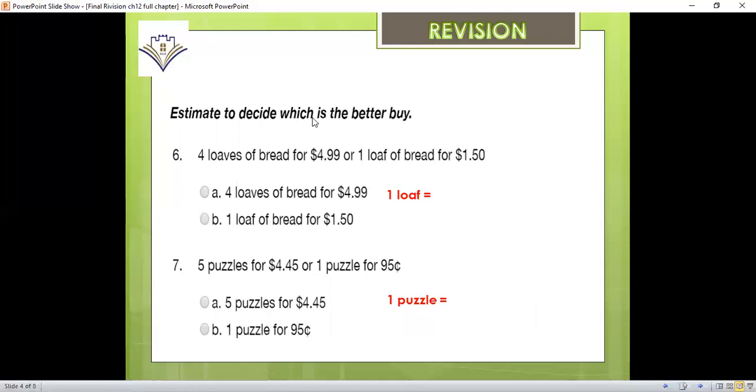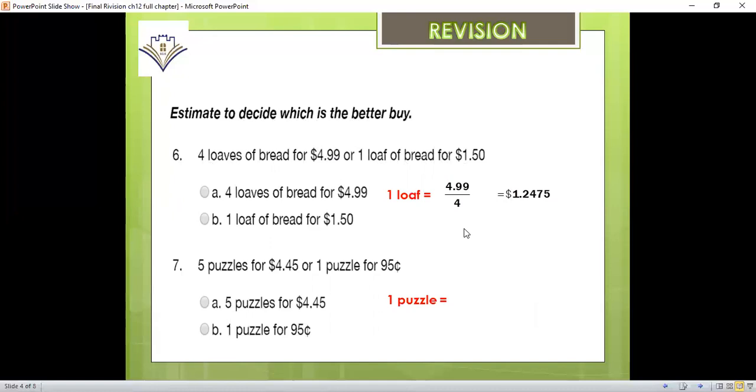Estimate to decide which is the better buy. 4 loaves of bread for $4.99 or 1 loaf of bread for $1.50. Now, first, we need to calculate the price of 1 loaf. The 4 loaves are $4.99. I need only 1, so we should divide $4.99 by 4. Then the answer is equal to $1.2475.